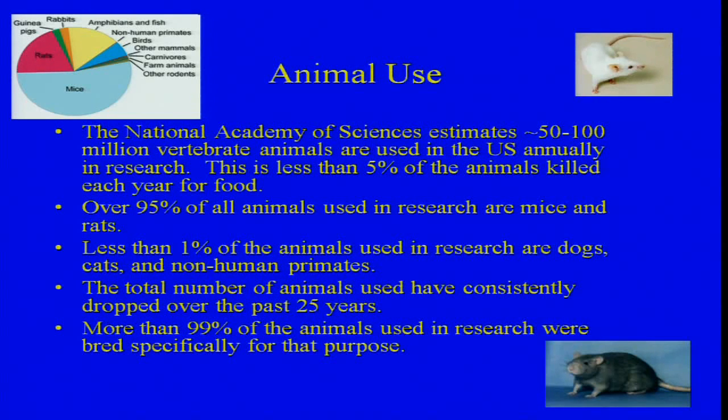They were born to go into research. There are vendors that sell rats, there are vendors that sell dogs and cats, and they are bred specifically for use in the laboratory. The one exception to that is a few species of non-human primates which are still wild-caught, but even that number is decreasing every year.